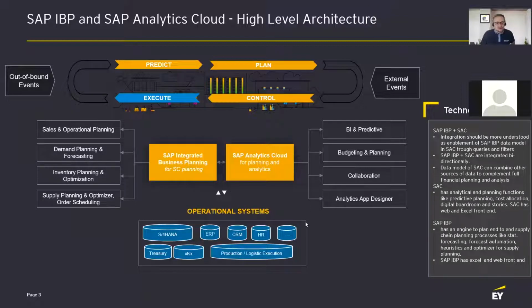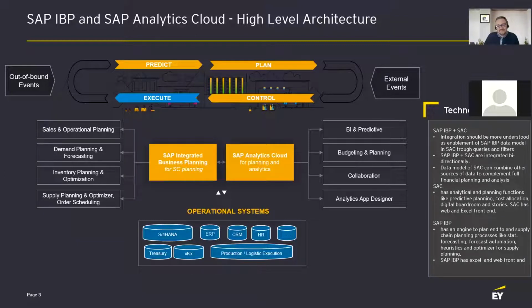So one of the key elements of the solution is the integration between SAP IBP and SAP Analytic Cloud. Anything on the data integration between SAP IBP and SAC? Maybe Deepak. Yeah, thanks, Robert. So here in the SAC IBP integration, we should consider a few things that we have observed and experienced during this SAC IBP integration.